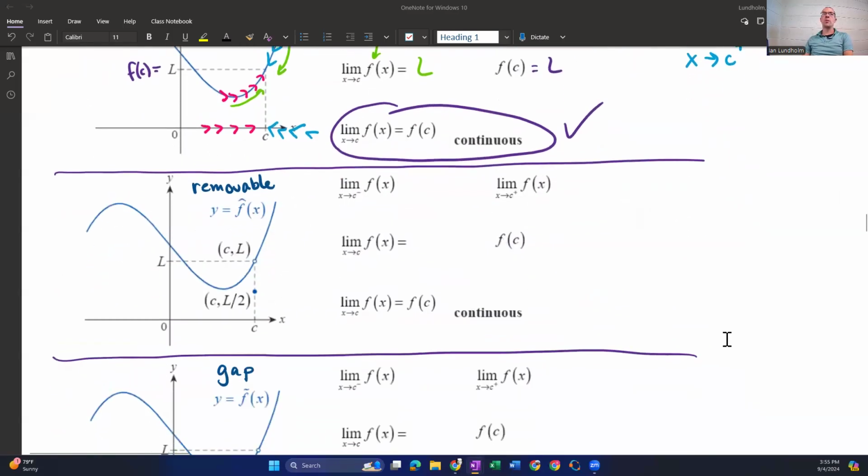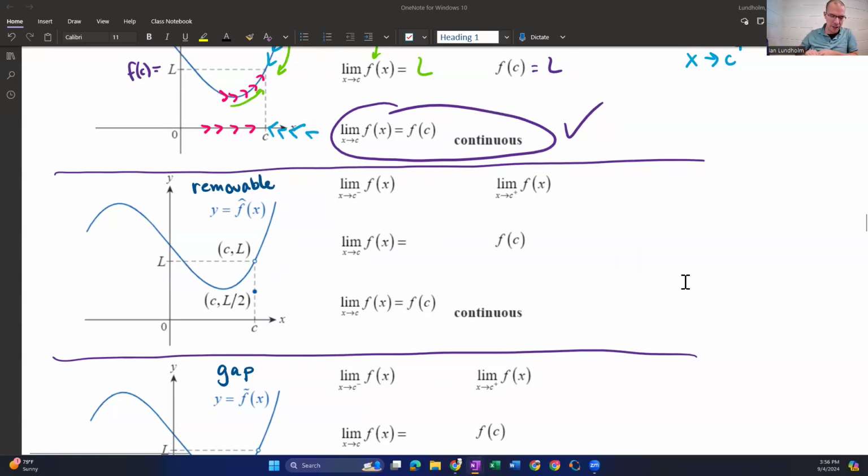This is what we would call a removable discontinuity. And the idea here is that we have a little gap in our nice curve, and we've filled in that gap by replacing it with a different function value below. So we've got a gap there, we filled it in so that we do have values for the entire domain, which is cool. But the function value here is going to be different than the limit.